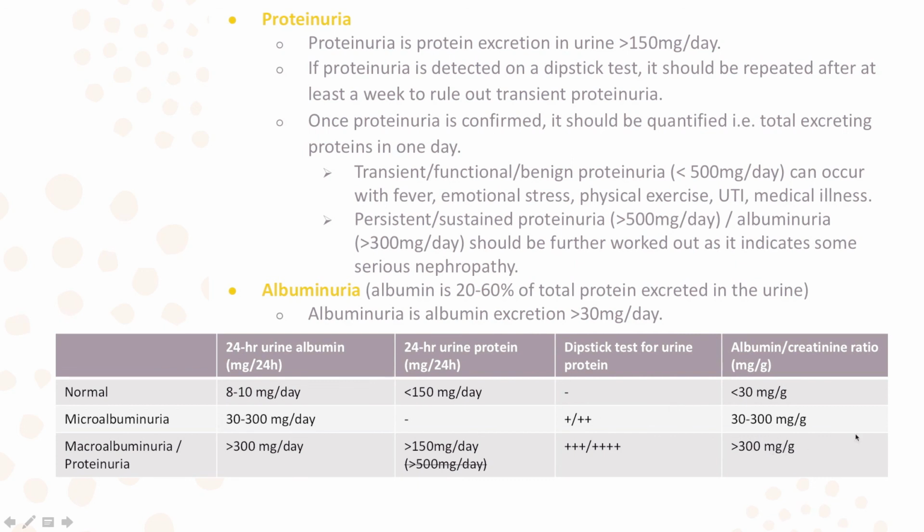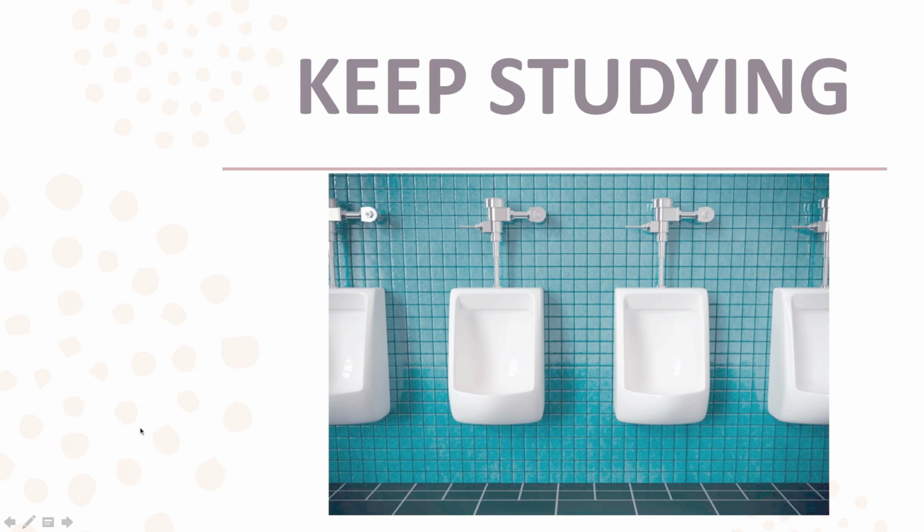So why this microalbuminuria and macroalbuminuria? Because we know that nephritic and nephrotic syndromes are differentiated based on the protein leakage. In nephrotic syndrome, the protein leakage is more, in the range of macroalbuminuria or proteinuria, whereas in nephritic syndrome the protein loss is less, and it is in the category of microalbuminuria. So keep studying and do well.